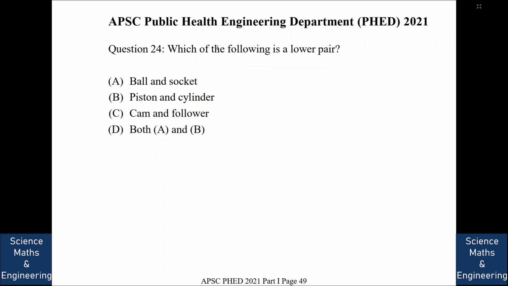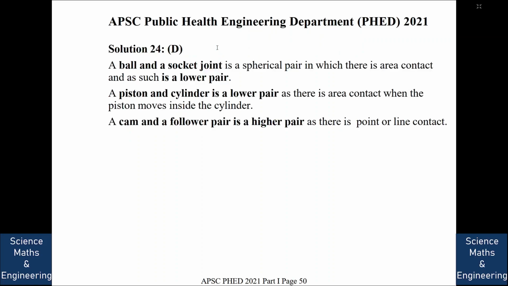Which of the following is a lower pair? A. Ball and socket, B. Piston and cylinder, C. Cam and follower, or D. Both A and B. So the answer is both A and B, as a ball and socket is a spherical pair in which there is area contact, and as such is a lower pair.